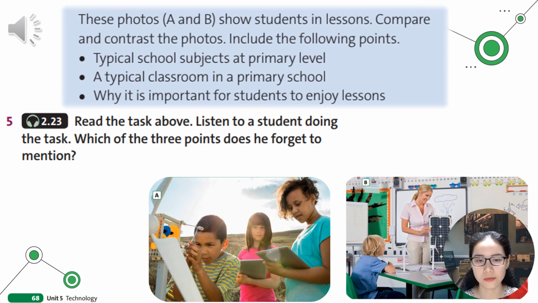In the first photo, the students are outside, whereas in the second photo, they're in a classroom. There might be other students in the same classroom, but we can't see them in the photo. It looks like a typical classroom in a primary school. There are lots of pictures and charts on the walls, and it's quite colourful. Unlike the second photo, the first photo does not show the teacher. In the second photo, they're listening to the teacher rather than looking at tablets.